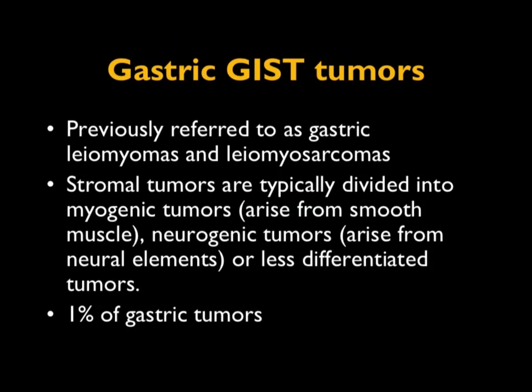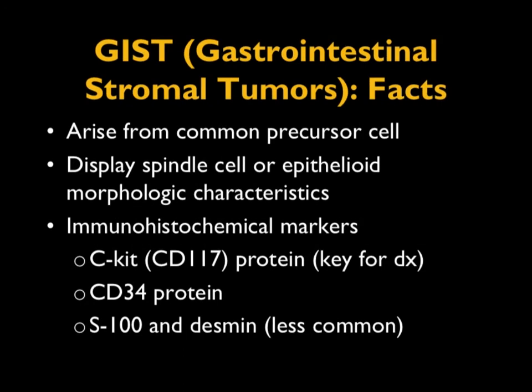Now, a third tumor we can look at are GIST tumors. GIST tumors were referred to as leiomyomas, leiomyosarcomas. The thing about them, they're stromal type tumors. They make up a small percent of gastric cancers, but in our experience, we do see between 10 and 20 new cases each year. They're important tumors. They display spindle cell or epithelioid morphologic characteristics. Key thing is on lab values: CD117 protein positive, CD34 positive, S100 positive.